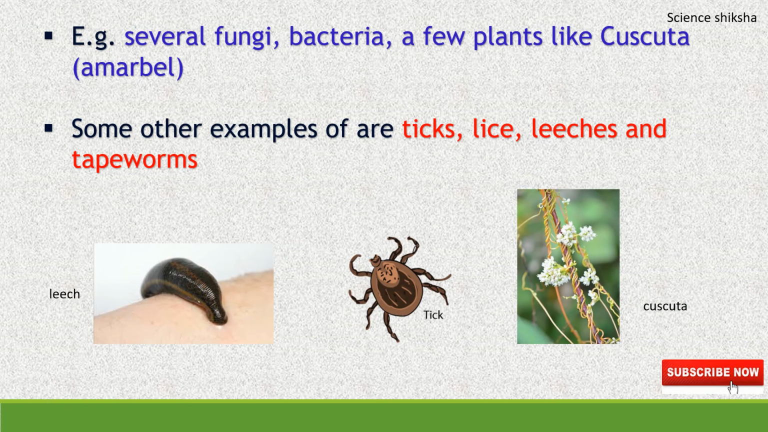Some examples are fungi, bacteria, a few plants like cuscuta, which is also known as amarbel, and some other examples are ticks, lice, leeches and tapeworms. So all of these are different types of parasites, and this is the nature of parasite, that it always harms the host. Host means the body of the organism on which it lives.